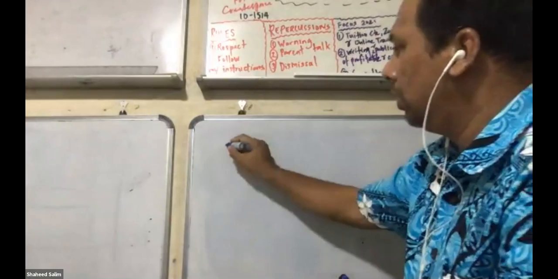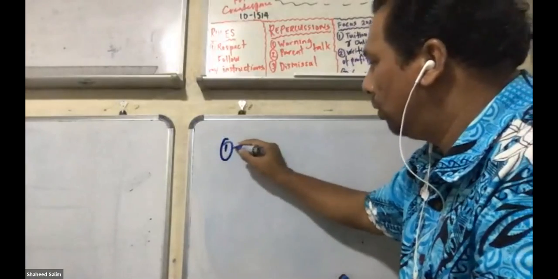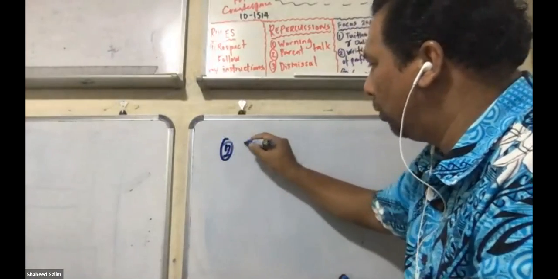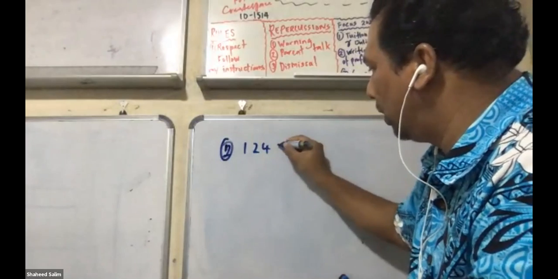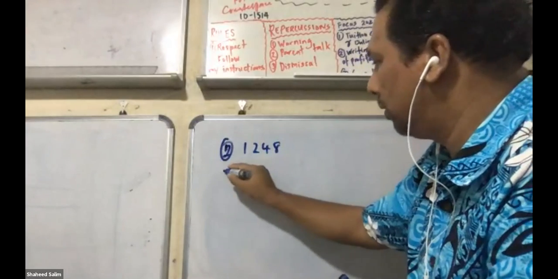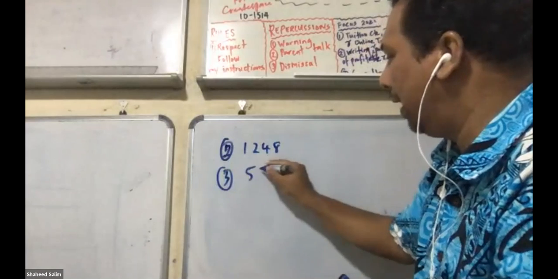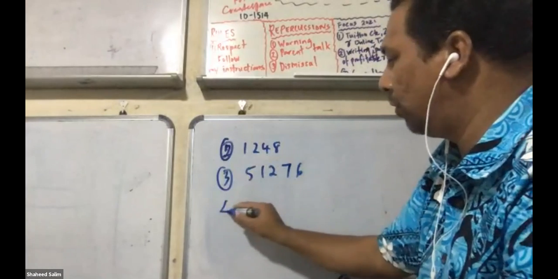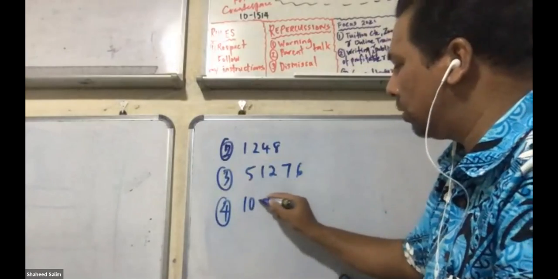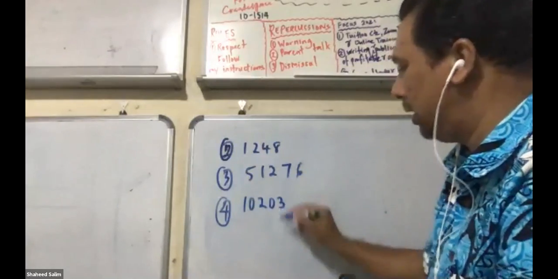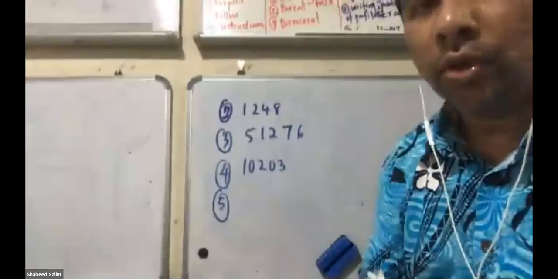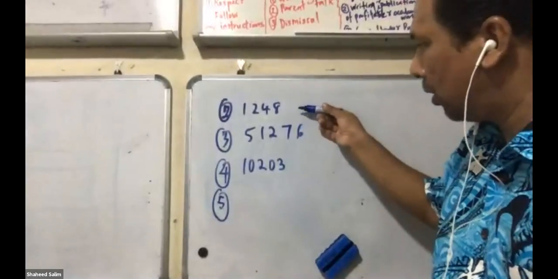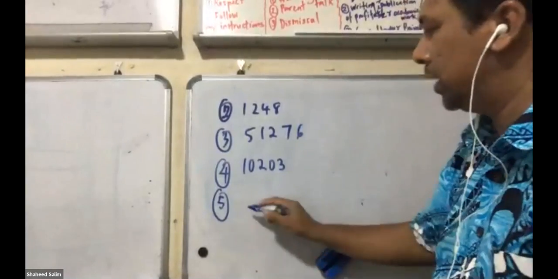Now I'm going to rub this off and I'm going to write a few numbers here. Question number 2: 1, 2, 4, 8. Number 3: 5, 1, 2, 7, 6. Number 4: 1, 0, 2, 0, 3. And the last, yes, you copy it down. Copy one, do one. Copy the next one, do the next one.